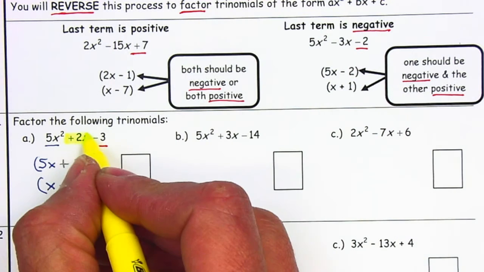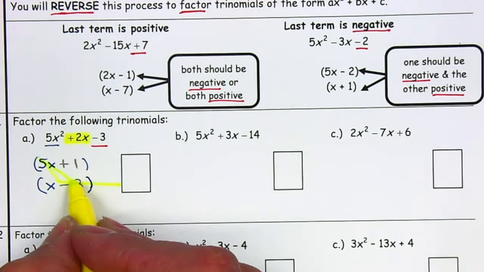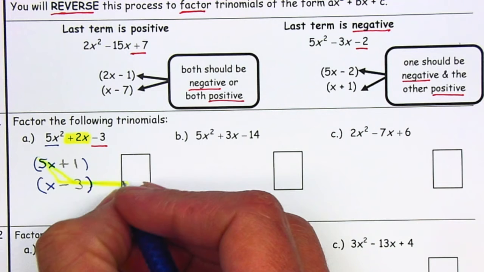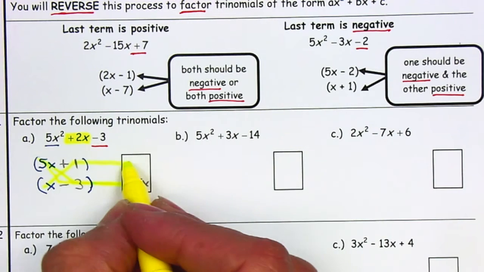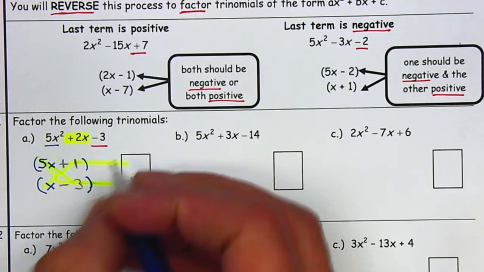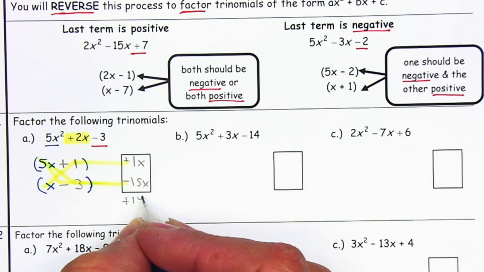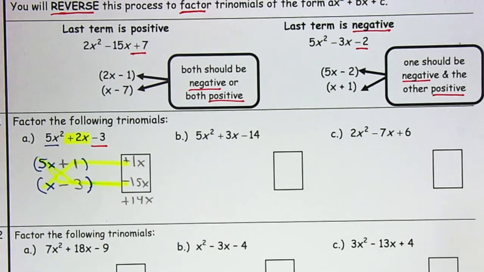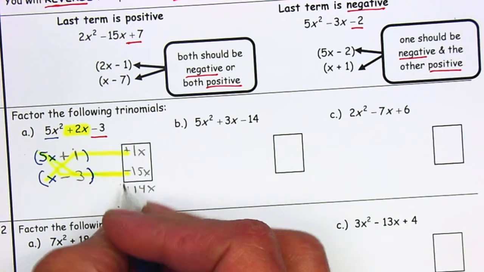I just want to make sure that the middle term is positive 2. So I'll multiply together. 5x times negative 3 is negative 15x. I'm going to multiply x times 1 is 1x. Positive. If you add them, negative 14x. If you add them, it needs to end up with the same number, the same middle term.